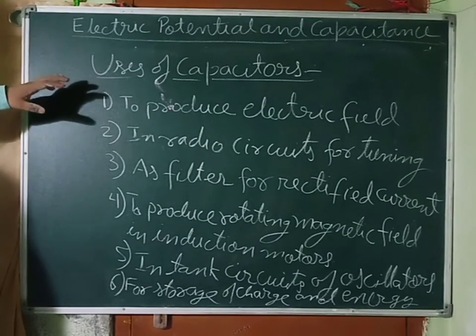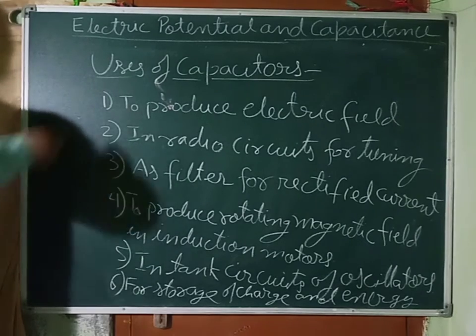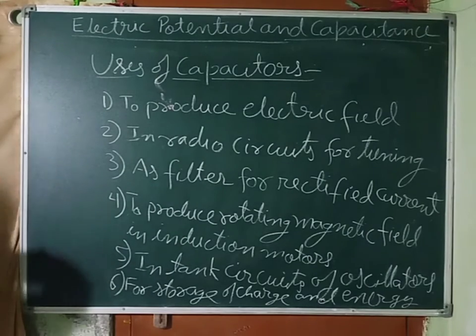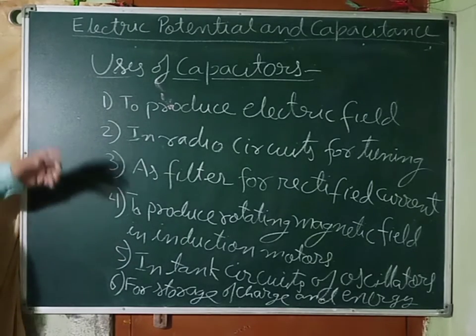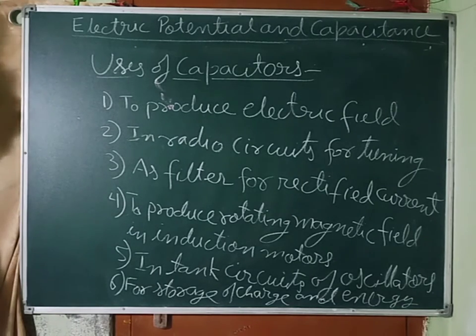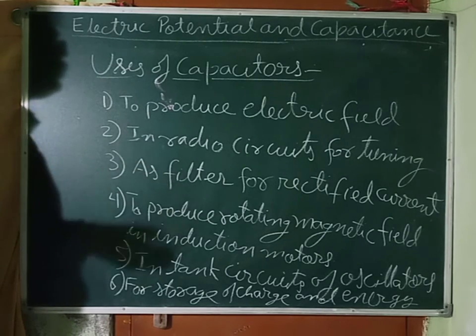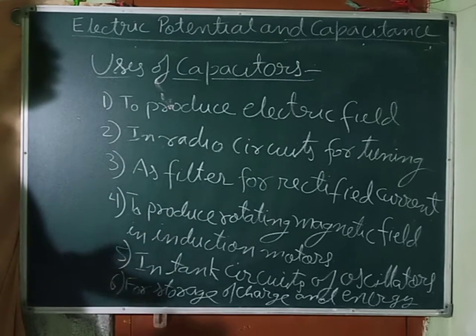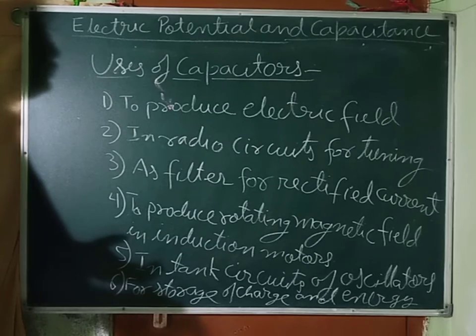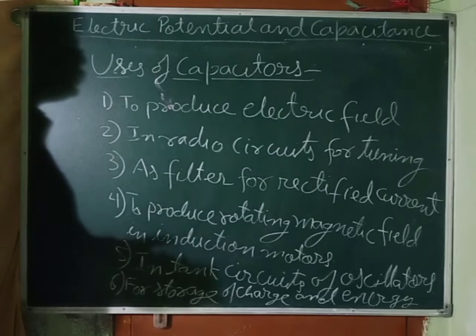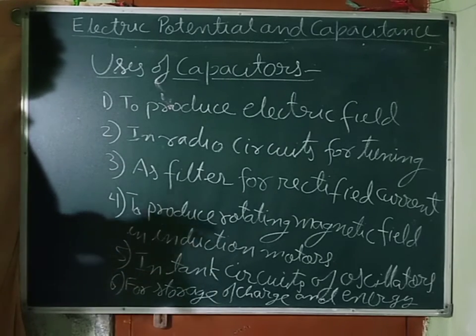See, next topic is uses of capacitors. Okay, uses of capacitors. I have listed here 6 uses. First one is to produce electric field. We know very well that electric field is produced between the 2 charged plates of a capacitor. So we can use capacitors to produce the electric field of desired strength. Because if you are giving more charge, then a stronger electric field will be produced between the plates. If you are giving lesser charge to the plates, then a weak electric field can be produced. So you can produce the electric field of your desired strength.